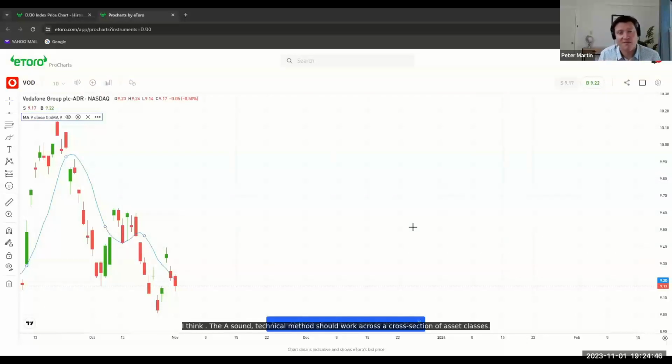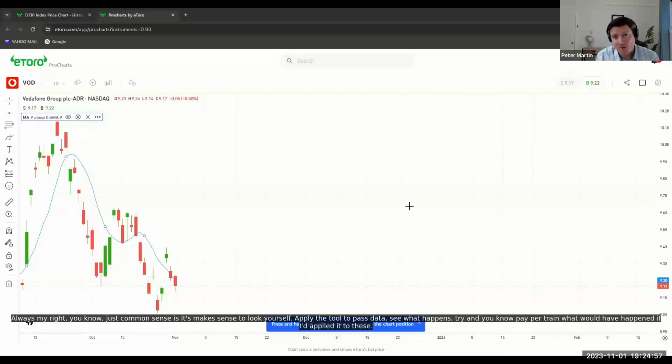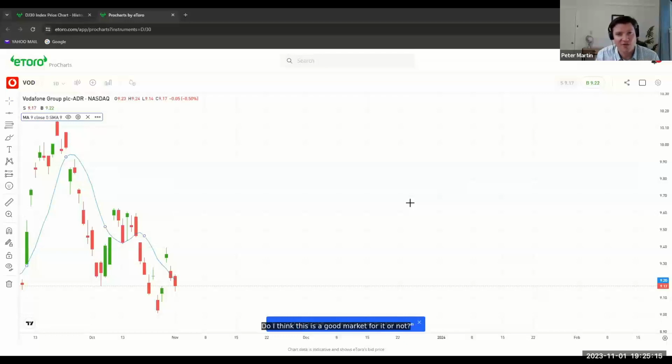I think a general rule of thumb is that a sound technical method should work across a cross section of asset classes. Always, just common sense, it makes sense to look yourself, apply the tool to past data, see what happens, try and paper trade what would have happened if I'd applied it to these. Do I think this is a good market for it or not?